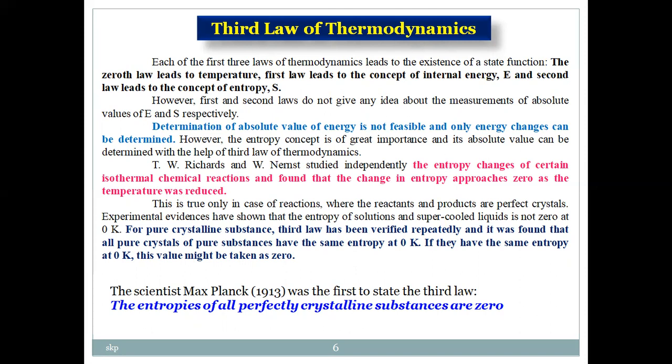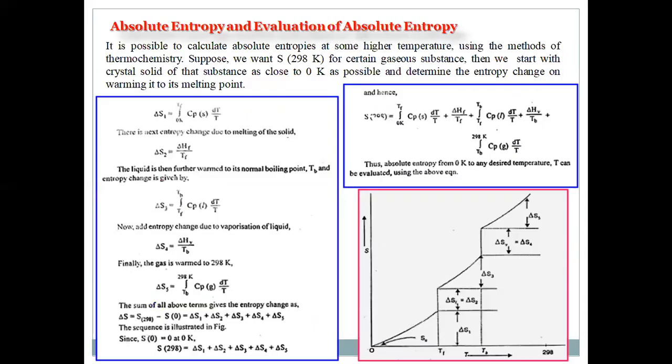Accordingly, the scientist Max Planck was the first to state the third law. According to the third law, the entropies of all perfectly crystalline substances are zero. So what is the statement of the third law? The entropies of all perfectly crystalline substances are zero at 0 Kelvin. So, absolute entropy and evaluation of absolute entropy.